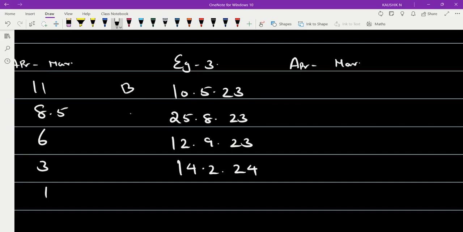Now you see here, do we have anything like a beginning date? Do we have anything like a middle date? Or do we have anything like an end date?